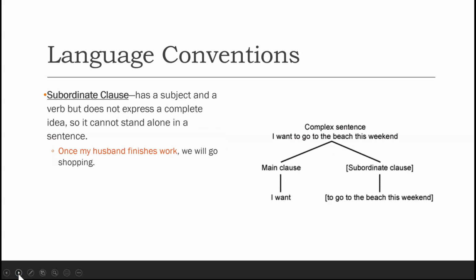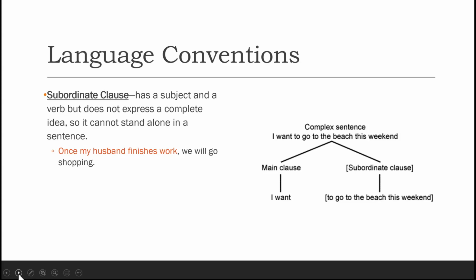Now, we also are going to study a few language conventions, and we're going to talk about mostly clauses. So I'm going to start with subordinate clause. A subordinate clause has a subject and a verb, but does not express a complete idea, so it cannot stand alone in a sentence. Here's an example: Once my husband finishes work, we will go shopping. If we just have "once my husband finishes work," that's not a complete sentence. Therefore, that part of the sentence is a subordinate clause.